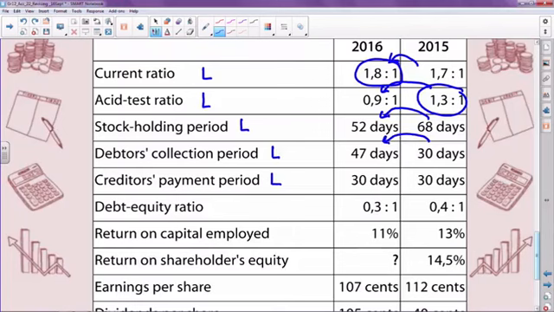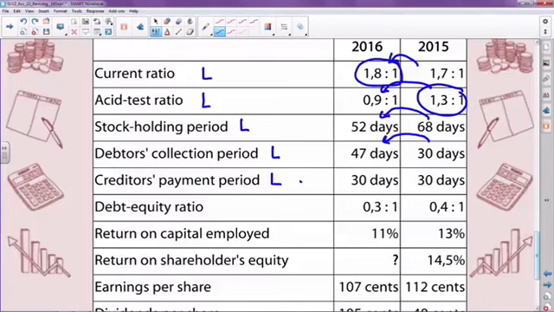Why? Your debtors are taking longer to settle their debts with you, and this means that you could encounter cash flow problems. Why am I saying that? Because if you look at the next indicator, which is your creditors' payment period, you're paying them within 30 days, which is a constant from last year to this year. So clearly, this could pose a challenge to you.